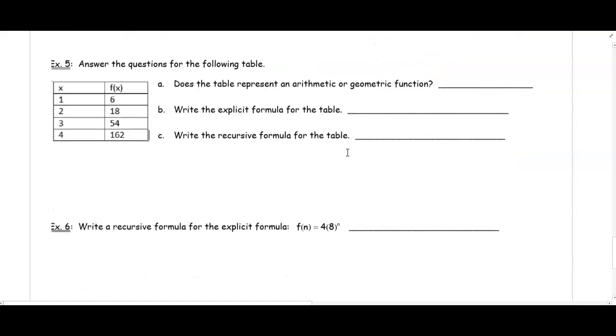Okay. Number 5. Is this arithmetic or geometric? If I look here, what are we doing each time? We are multiplying by 3, which means this is geometric. In this explicit rule, f of x equals my initial value. Now remember, when you go to do the explicit rule for this, since we know this is geometric, we really need when we start at 0.